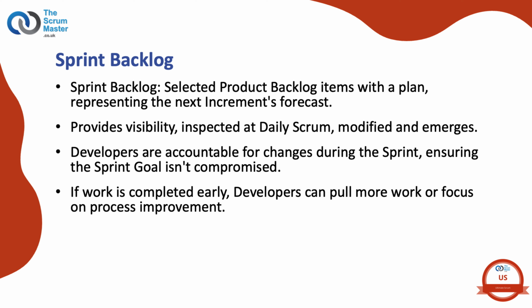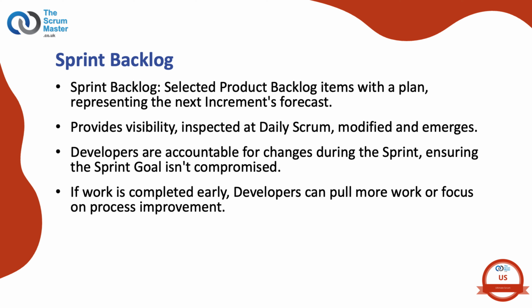The sprint backlog represents a forecast by the developers about what valuable work will be in the next increment. It makes visible all the work that the developers identify as necessary to meet the sprint goal. The sprint backlog has enough detail to inspect progress by developers at the daily Scrum. The developers modify the sprint backlog throughout the sprint, and it will further emerge during the sprint.